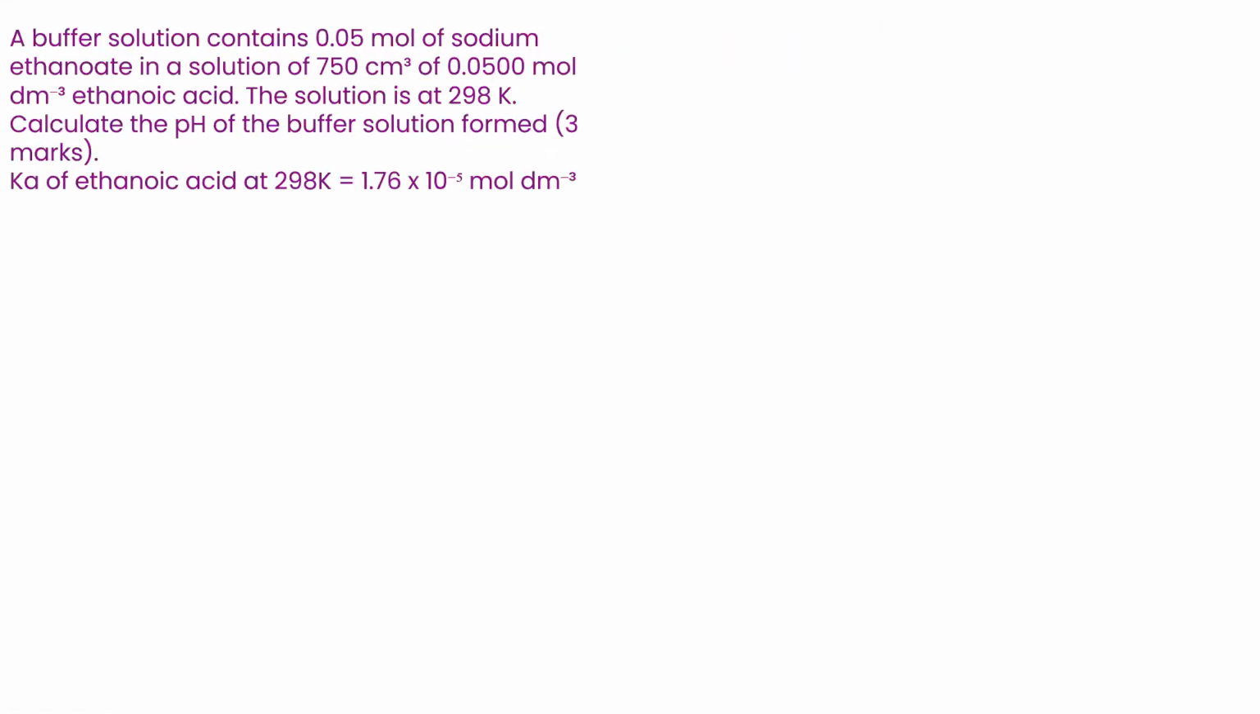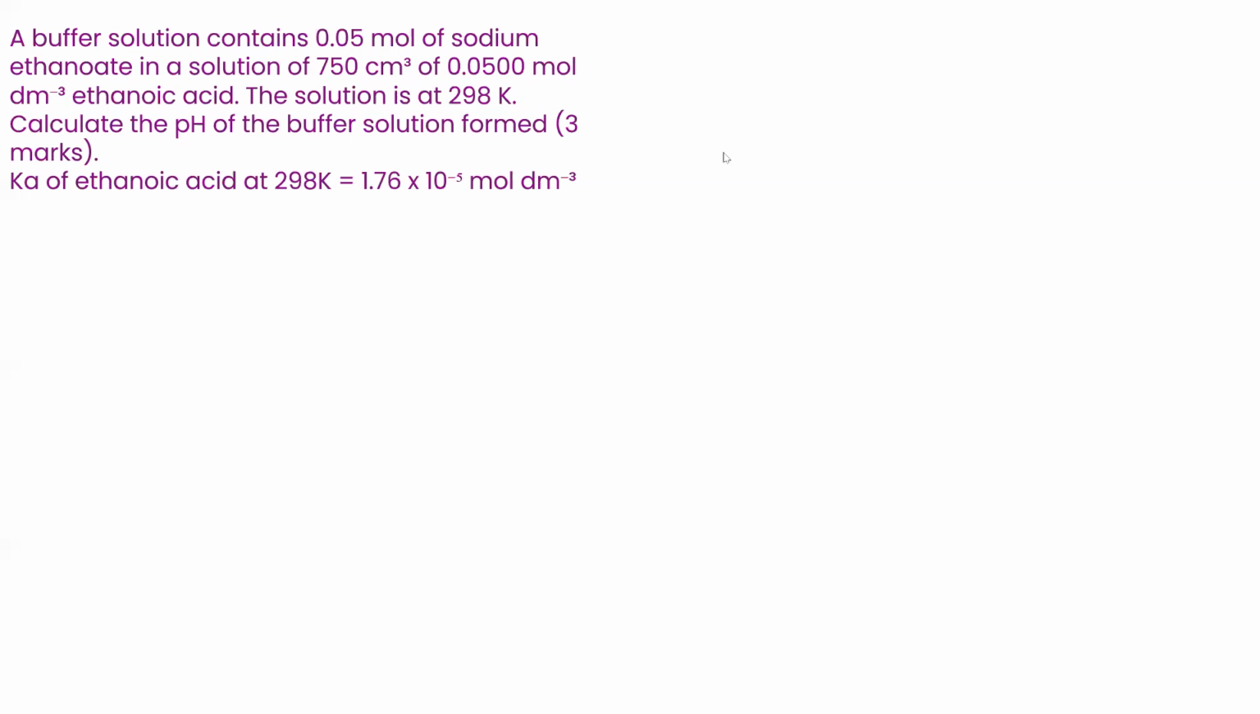Okay, let us solve this question now. It says: a buffer solution contains this many moles of sodium ethanoate in a solution of 750 ml, or centimeter cube, of 0.05 mole per decimeter cube of ethanoic acid. The solution is at this temperature. Calculate the pH of the buffer solution formed. The Ka value is given. This is a 3-mark question. Let's do this.